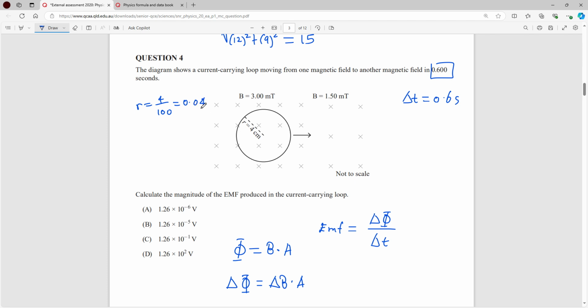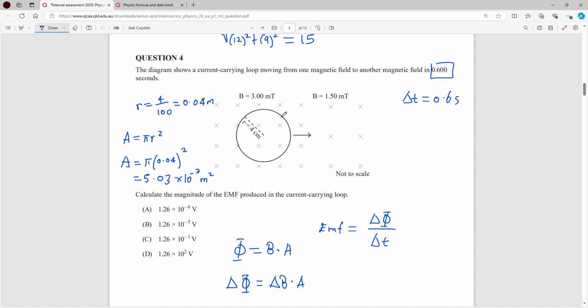A lot of people lose marks by not converting that. So that's your radius. Area of a circle, remember from year 10 mathematics, pi r squared. Everyone should be able to remember that, okay? So area will be pi, 0.04 squared, and I'll just work out what this number is. Pi times 0.04 all squared. So that will give you 5.0, I'll just round it to 3, times 10 to the negative 3 meters squared. Okay, so that's the area of this circle.